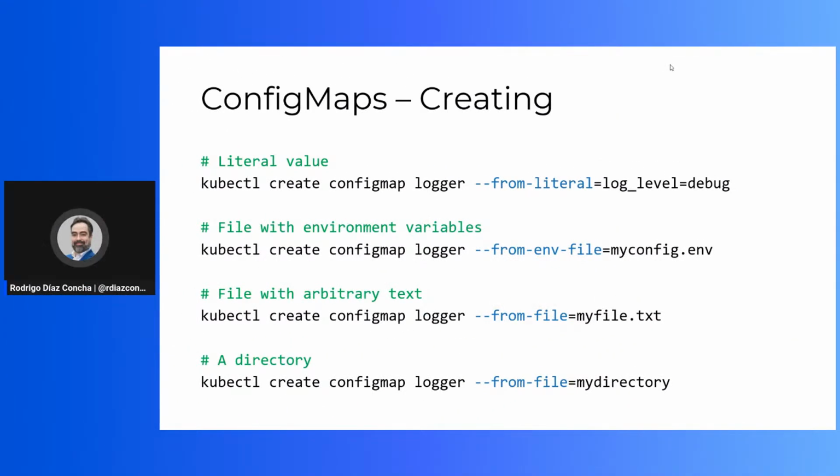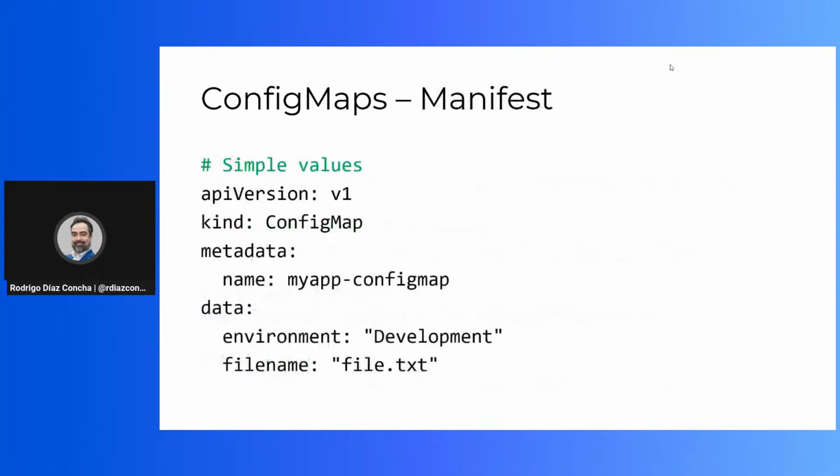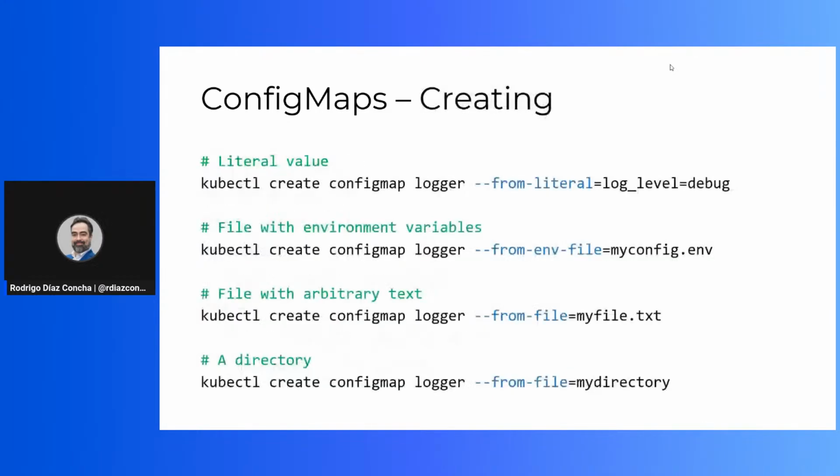Okay, so the second option, as you can see here, is reading the myconfig.env file that has environment variables. The other one from file is reading that myfile.txt file. And finally, the last one is just reading a directory named my directory, and it's going to read all the files. It might have one file, or maybe it has 10 files. It doesn't matter. It's going to read all the files in that particular directory. And of course, that's for imperative creation of the config map objects.